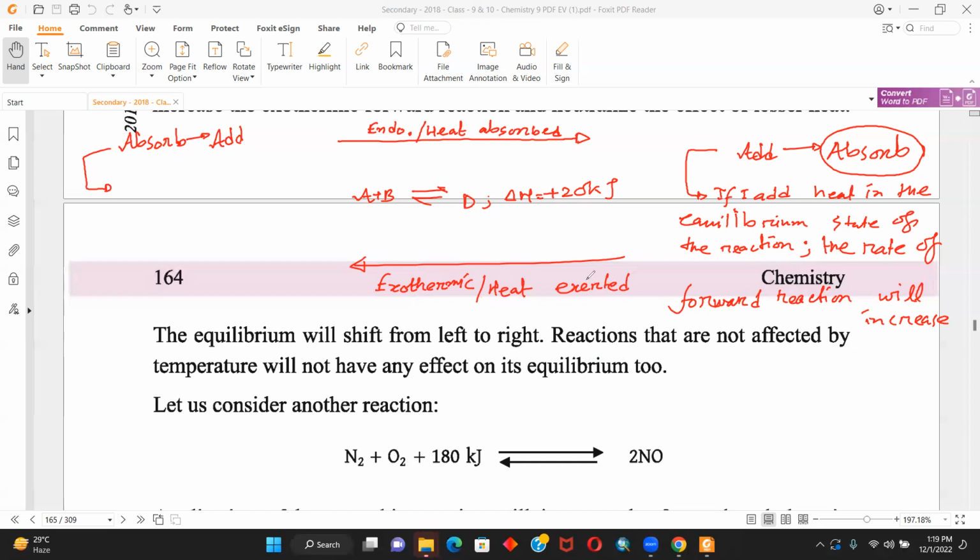So whenever it is said, what is the effect of absorbing heat in the equilibrium stage? The backward reaction will be increased. Sorry, what did you say again? Forward. It's all right, I'm good.